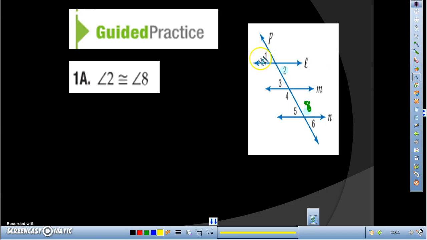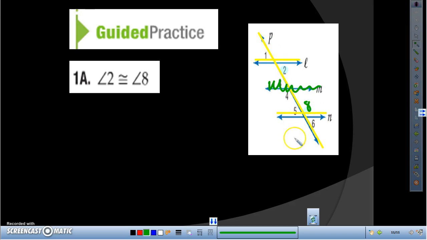So let's figure out here which lines we're dealing with. We've got line L, where angle 2 is. We've got line N, where angle 8 is. And then here's my transversal P. Making all of this stuff in the middle insignificant to me. I'm only concerned with line L, line N, and line P. Okay, so now what I have is two interior angles that are on the same side of the transversal.